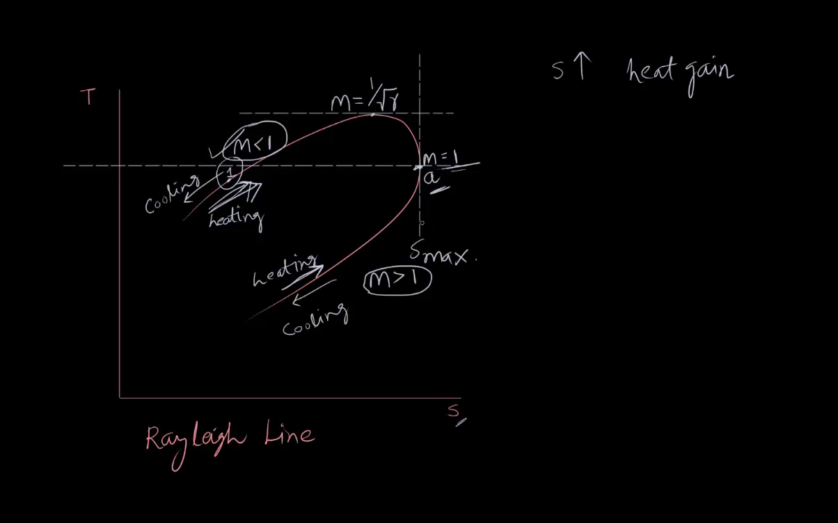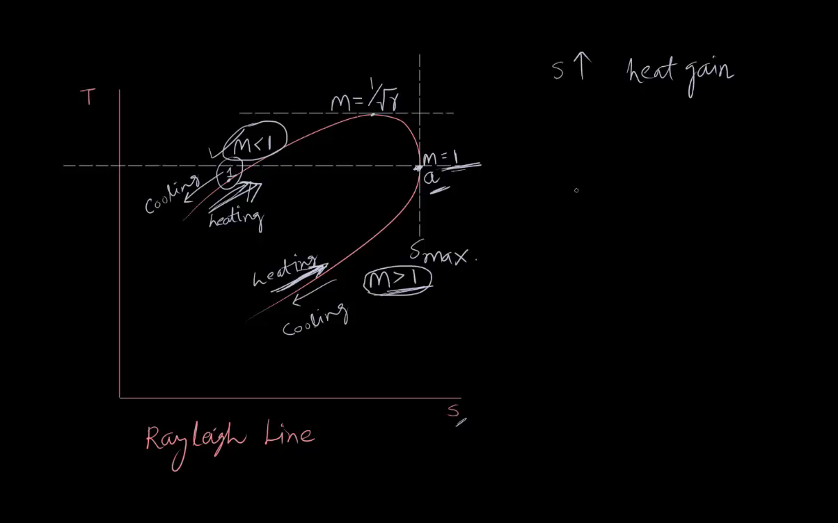Similarly, if we add heat to a supersonic flow, its Mach number will decrease and eventually it will reach point A, meaning Mach number 1. So we can say that Mach number M approaches 1 in both the cases of subsonic flow and supersonic flow during heating.